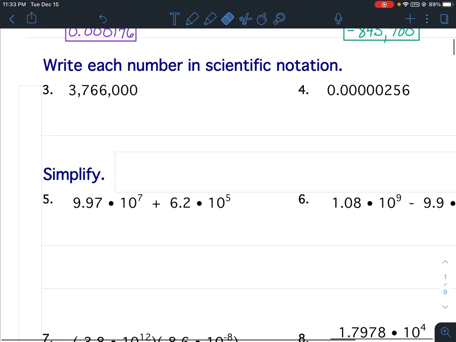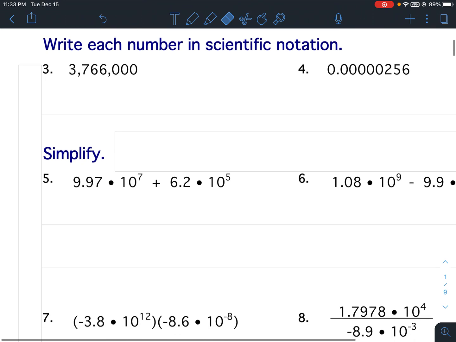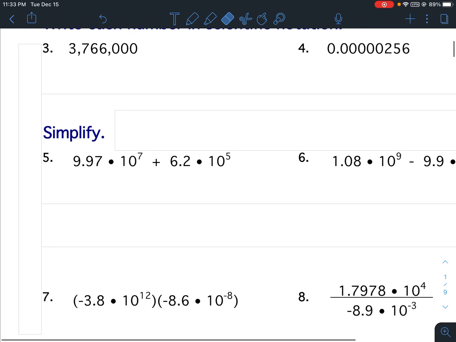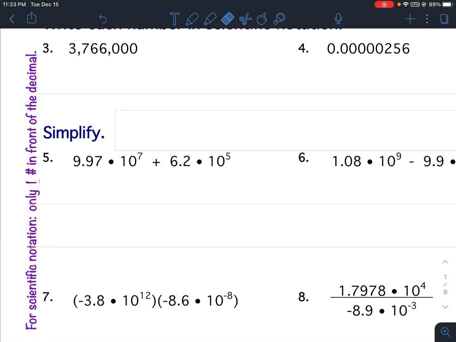All right. Number 3 and 4, and technically 5 through 8 is still scientific notation too. So before we go on, I want to remind you, and please write this down. For scientific notation, there is only one number in front of the decimal. For scientific notation, there's only one number in front of the decimal. Pause your video and get that written down.